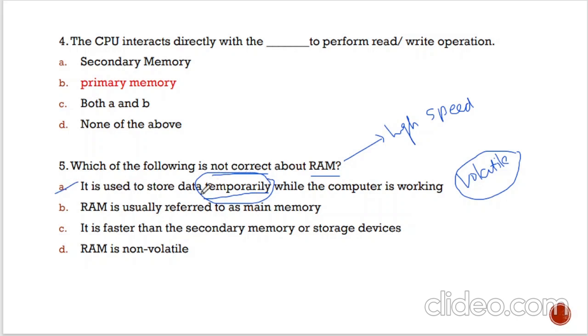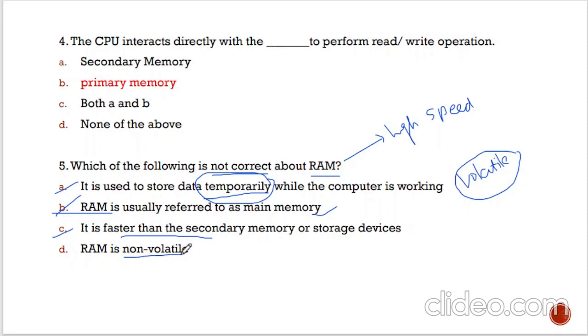Next, the option that RAM is usually used to store data temporarily is correct. The second option, RAM is usually referred to as main memory, is also correct, as RAM is considered a main memory device, where we also have secondary memory. Next, it is faster than the secondary memory or storage devices. Yes, obviously, when compared to other or external storage devices, RAM has a faster access speed.